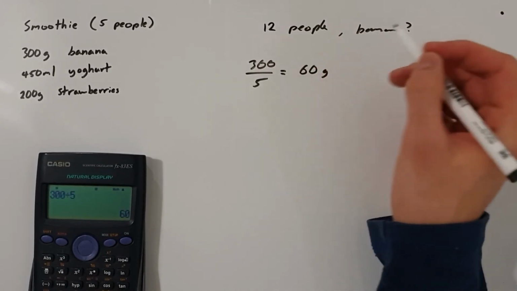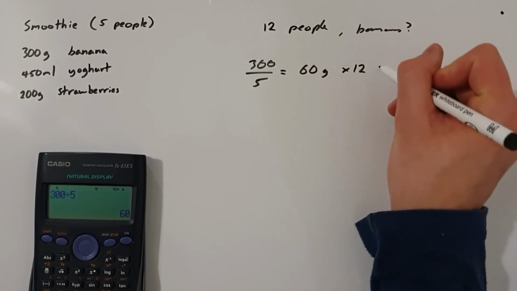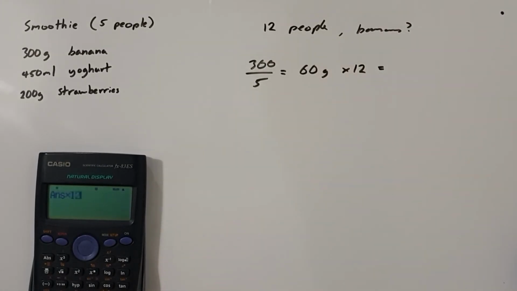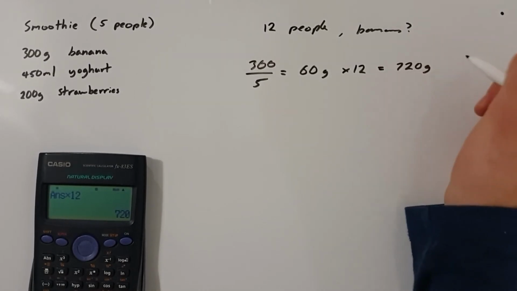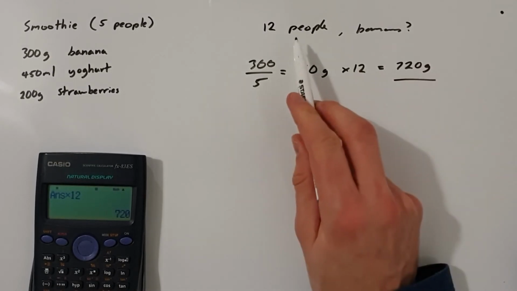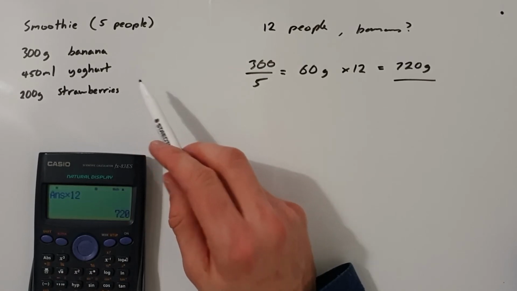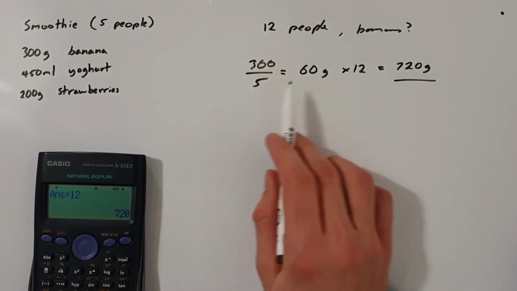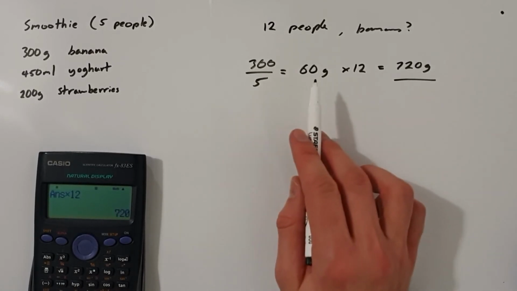Now for 12 people, all we do is times that by 12. That gives us 720 grams. And there we go. That is how much banana we would need for 12 people based on this recipe. It's as easy as that. It's still exactly the same thing. Divide to get 1, how much for 1 person, and then multiply to get for however many people we want.